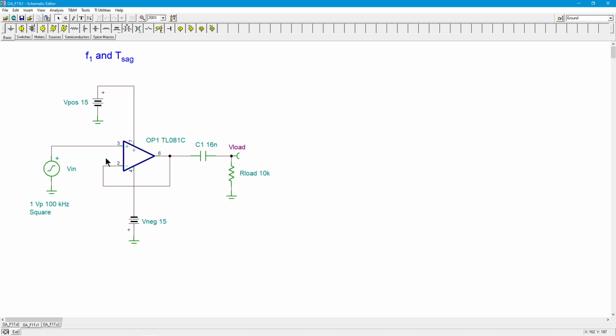Now, if you don't have any lead networks in the system, there is no such thing as sag time. And your lower frequency limit is 0 hertz. It's DC.